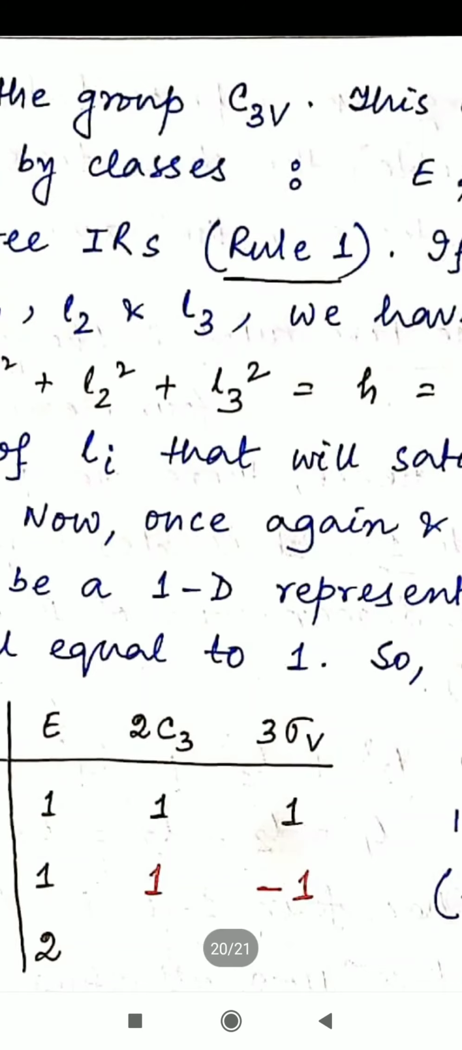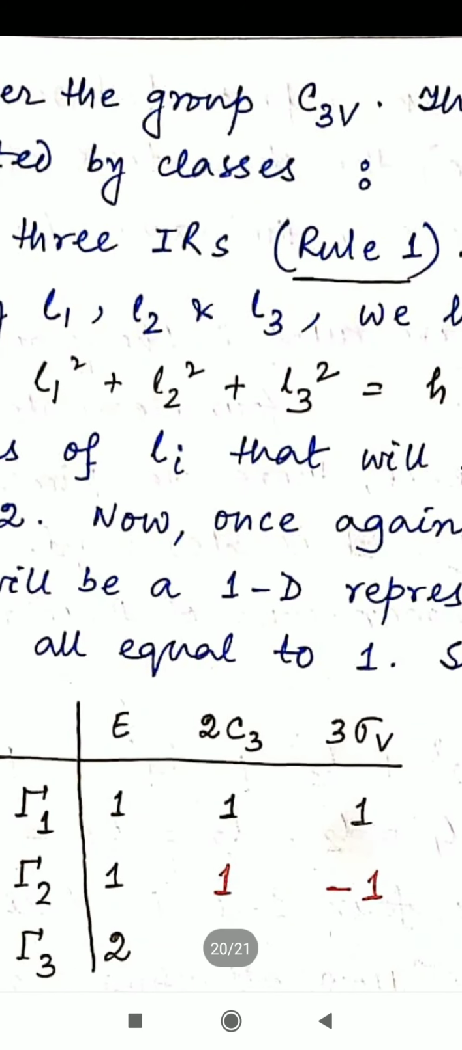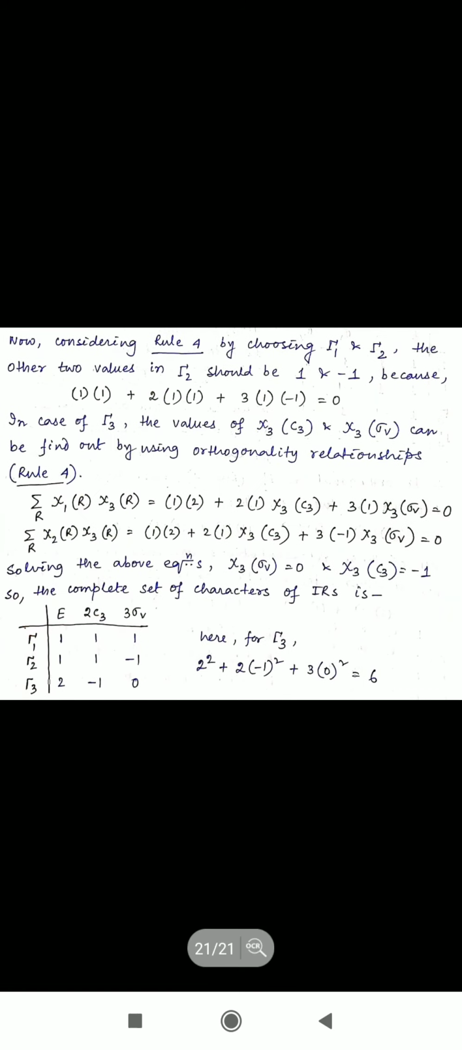be equal to 0. That's why I had written here for Bethe notation 2, 1 is fixed with respect to the E, but with respect to 2C3 the value is 1, and with respect to 3 sigma V the value is minus 1. So that actually comes from our rule number 4, the orthogonal rule.